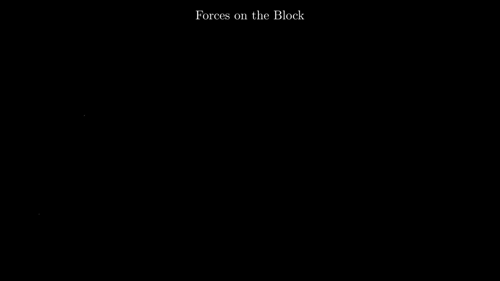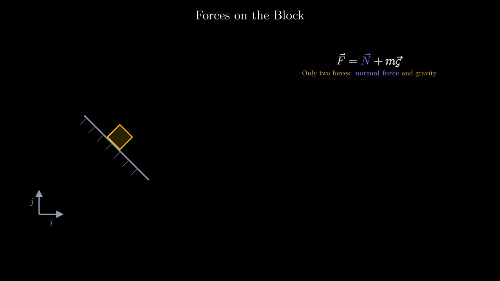Now the forces. The block feels only two. Its weight, mg, pulling straight down, and the normal force, capital N, pushing outward, perpendicular to the smooth face. Because the surface tilts at phi, that normal force splits into a horizontal piece, capital N times sine of phi, and a vertical piece, capital N times cosine of phi.